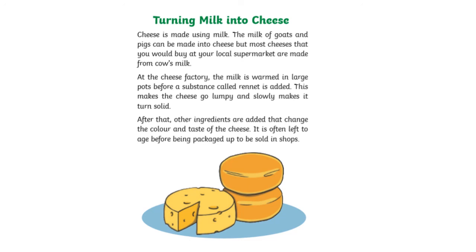At the cheese factory, the milk is warmed in a large pot before a substance called rennet is added. This makes the cheese go lumpy and slowly makes it turn solid. After that, other ingredients are added that change the colour and taste of the cheese. It is often left to age before being packed up to be sold in shops.